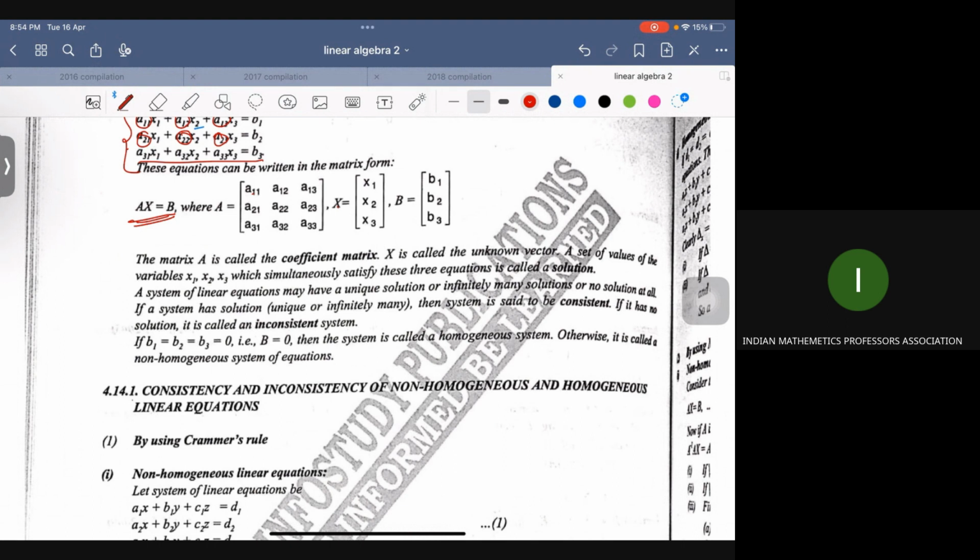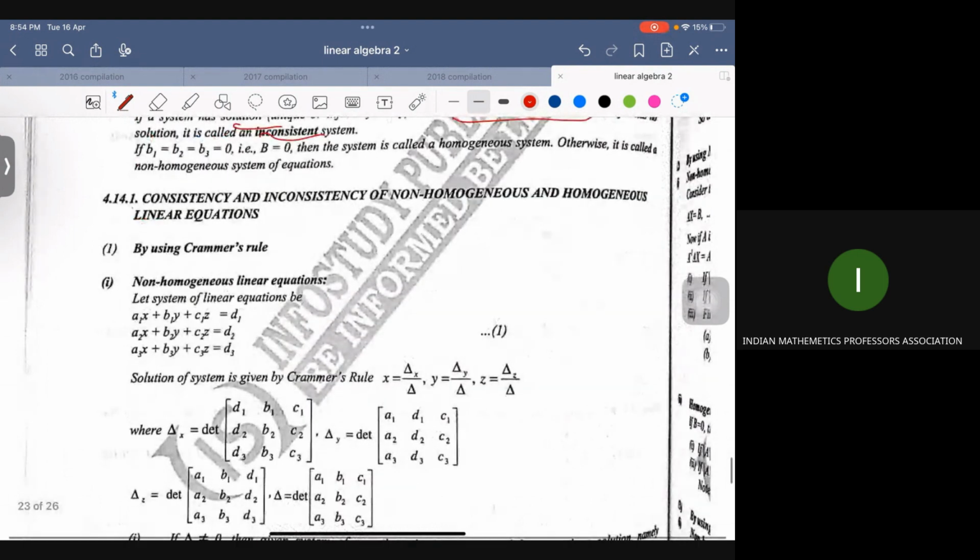A system of linear equations has a unique solution, infinitely many solutions, or no solution at all. If a system has a solution, then the system is said to be consistent. If a system does not have a solution, it is an inconsistent system. If b1, b2, b3 are all 0, then the system is called a homogeneous system. Otherwise, it is a non-homogeneous system.